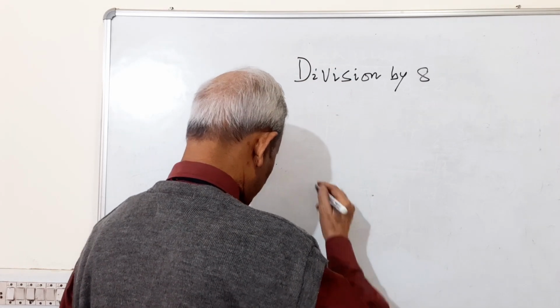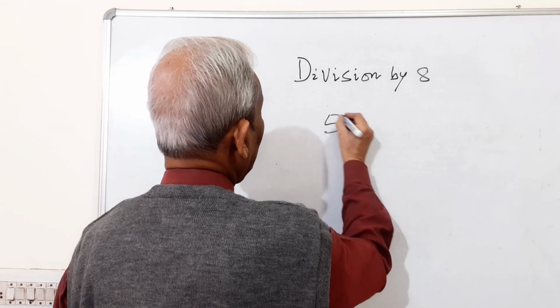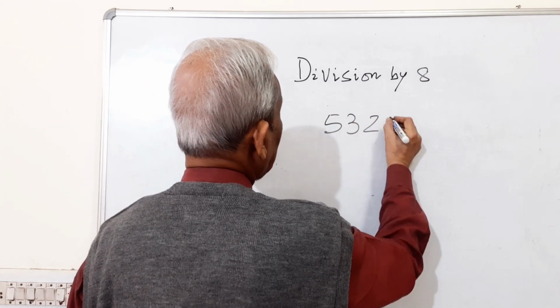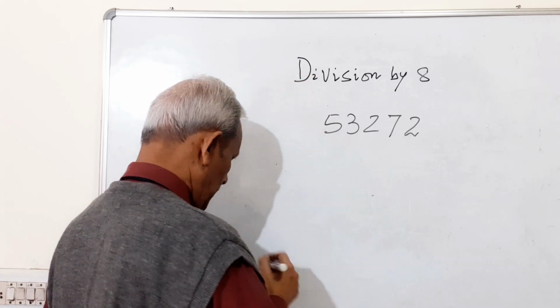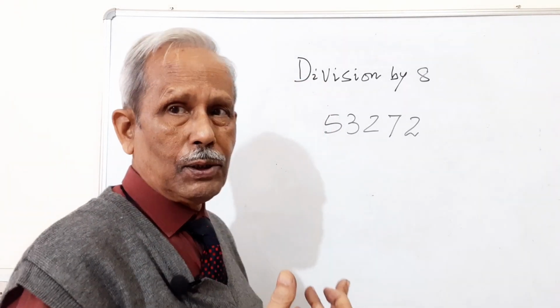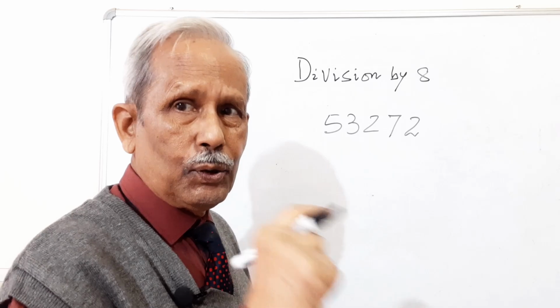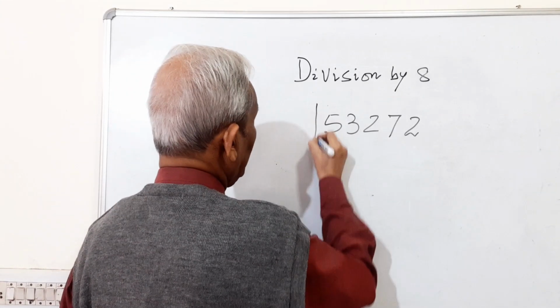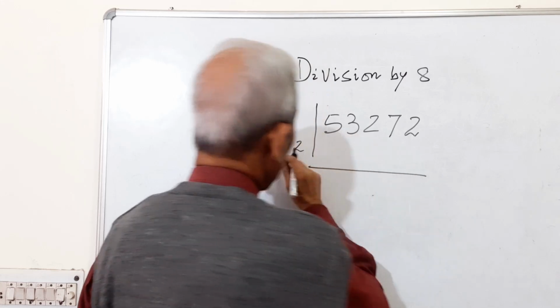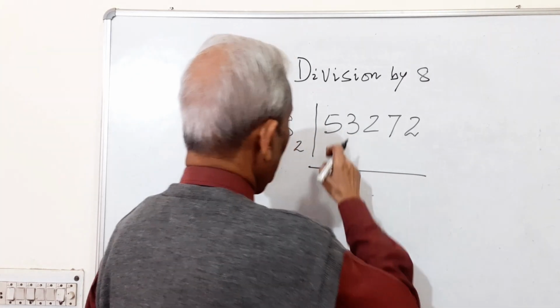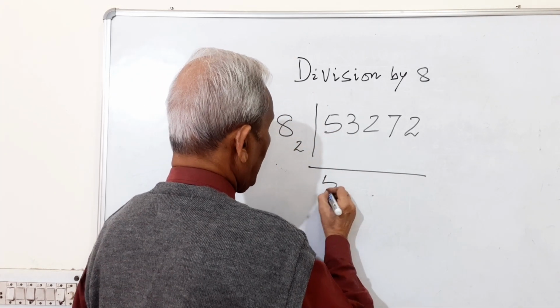Well, next question is 5, 3, 2, 7, 2. This is the last question. I think you have followed it since you have done the similar problem in 9 also. Only thing is here 2 was the complement. So a little different. 8 here, 2 here. Later on you need not write 2 here. You can just remember 5 comes down here as it is.